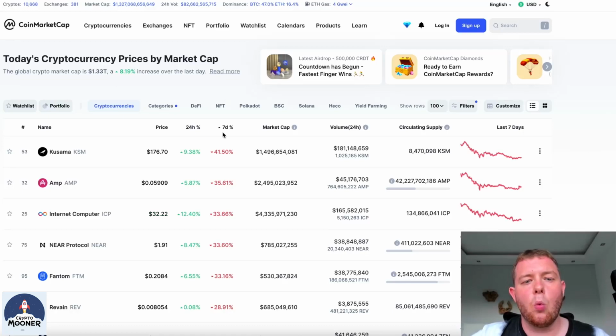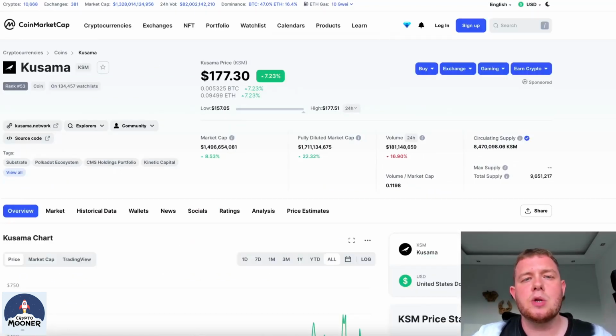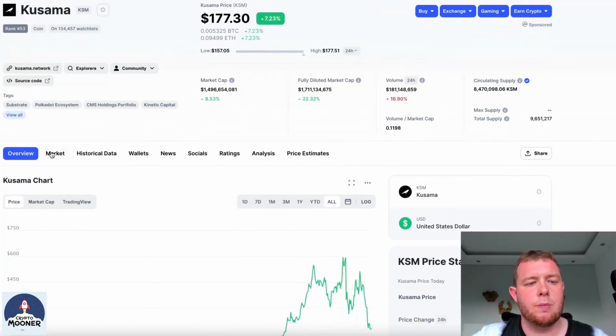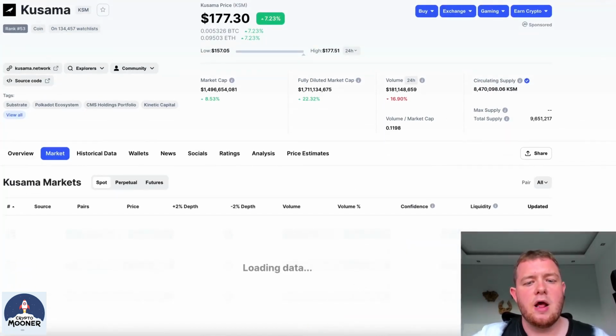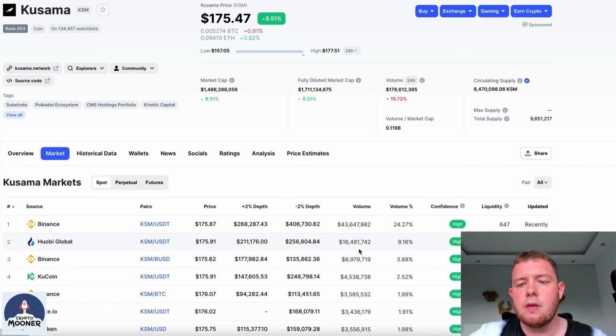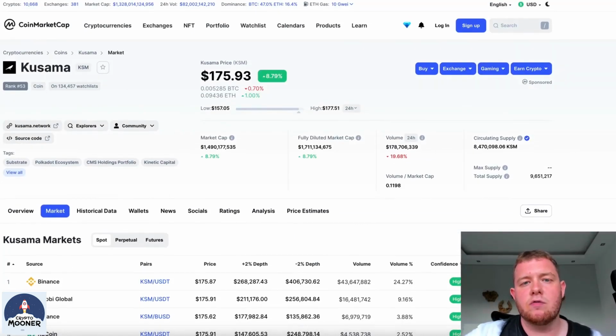So for example, what you want to do is go over to CoinMarketCap here and sort by 7 days. Right here we have Kusama, and if you want to click on that like that, you want to see which exchange it's hosted on. For example, go down here and click market, and then when that loads you can see, okay, the highest volume here is on Binance, and it's in a USDT pairing. So then what you would want to do is simply go over to Binance.